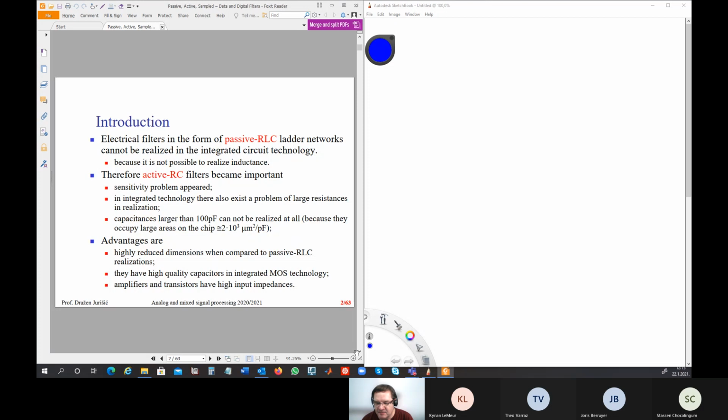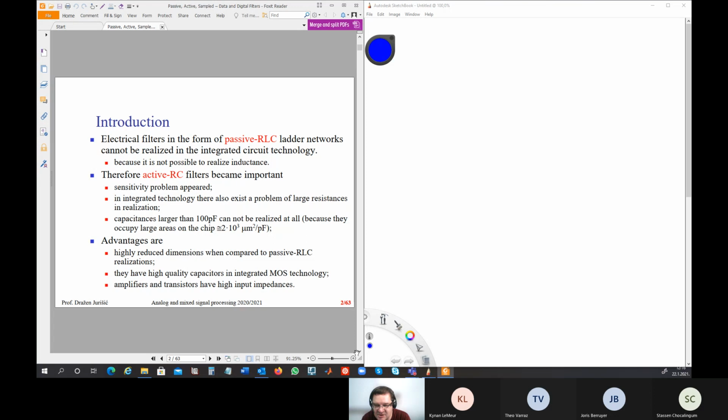Before we say something about switch capacitor filters, we have to repeat that there is a big problem if you want to realize a passive RLC filter in integrated circuit technology. Why? If you look at the inductor, this is a very big component. It has a wire, it has some metal, and how can you put it into the integrated circuit? It's impossible.